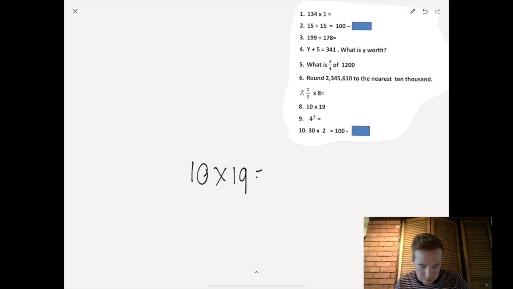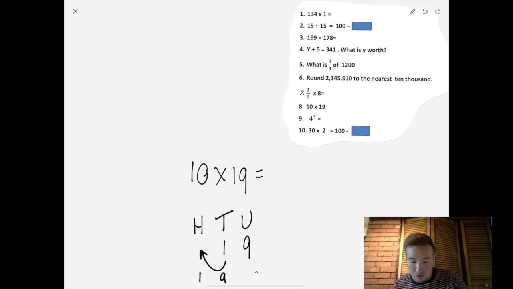Okay, lovely and straightforward one. You get your place value columns, tens, hundreds, units. 19 currently is sat there. When you multiply by 10, everything moves one place value column to the left. Okay, so you end up with 190. Okay, no problems.